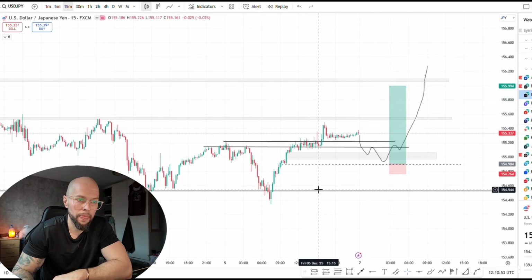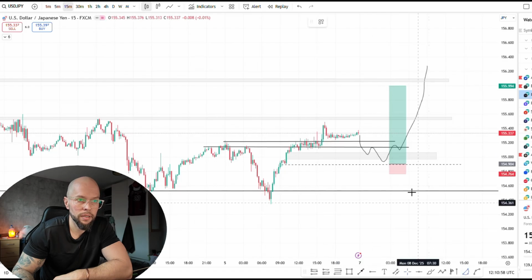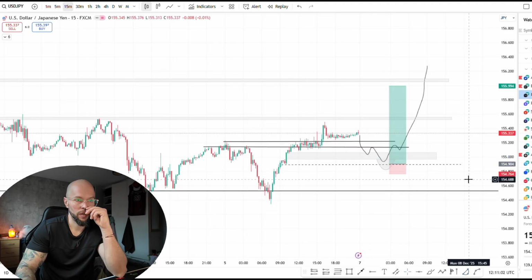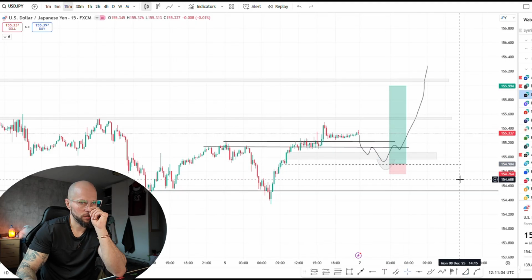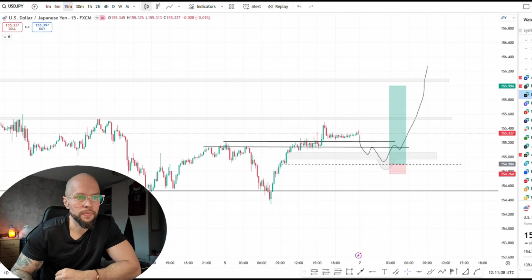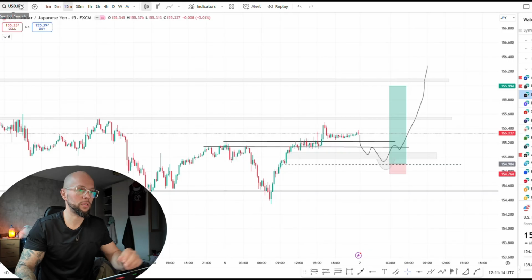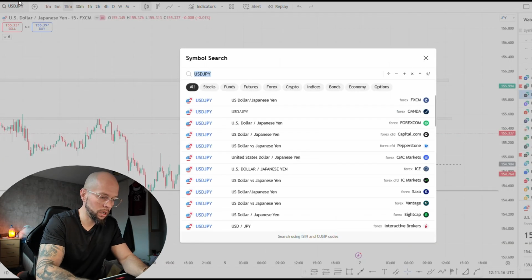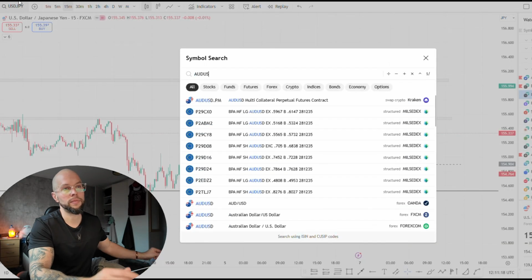So here we go. A little manipulation over here, I think. This fair value gap. Boom. Okay, this could be a good one. Let's see what happens on the USD JPY. Quick one, but good one. Last one on the list, Aussie USD.